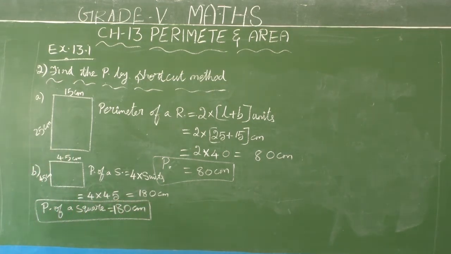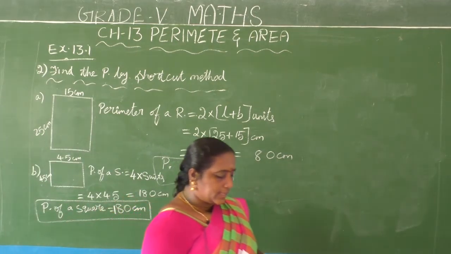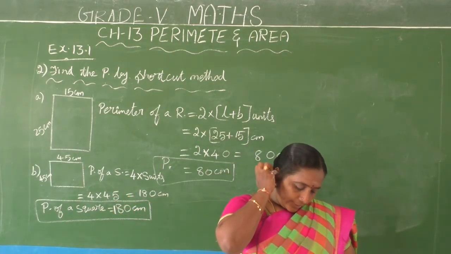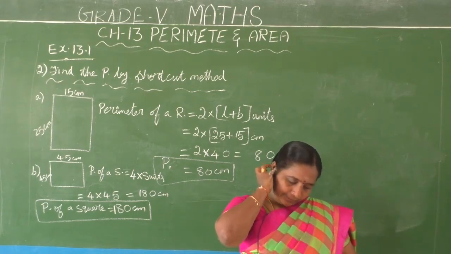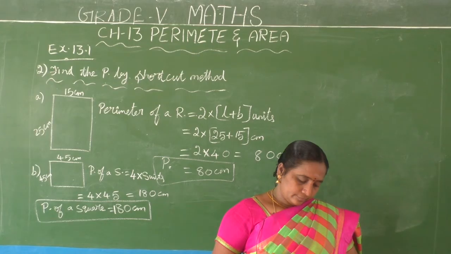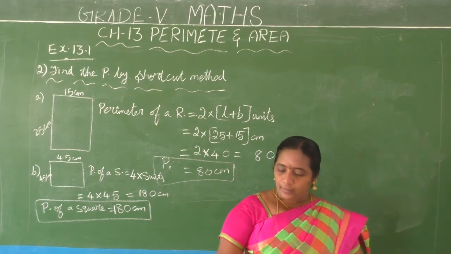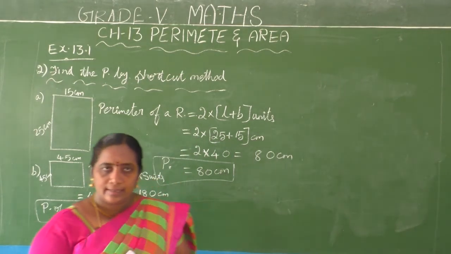Okay? We found the first perimeter. Likewise, in the second Roman, they gave 6 sums. You have to use the formula and write the same. Find the perimeter. Then we go to the next Roman.